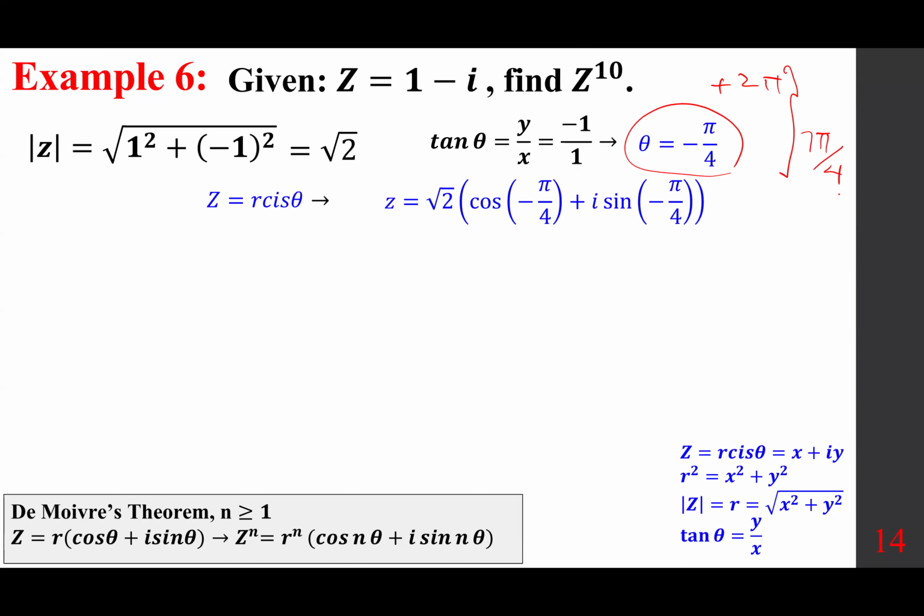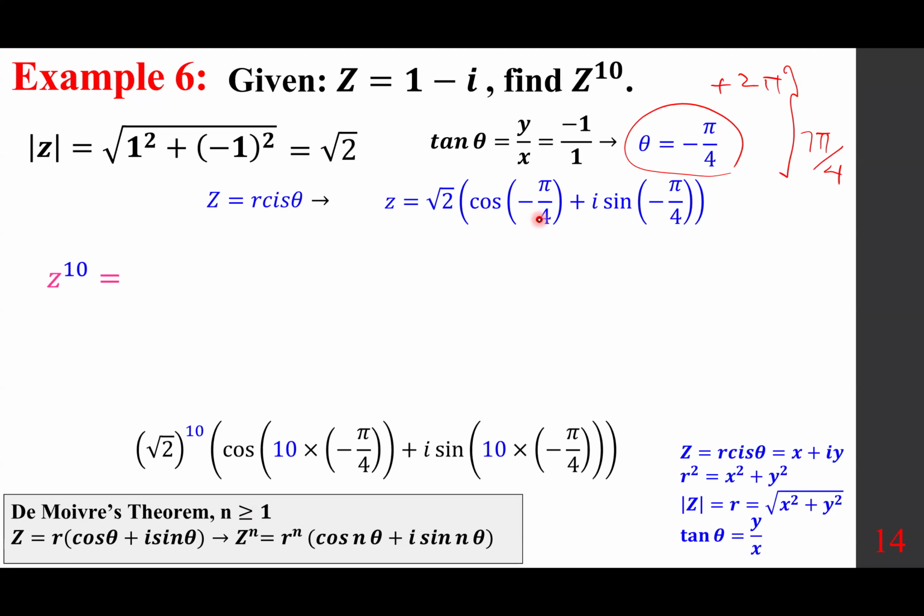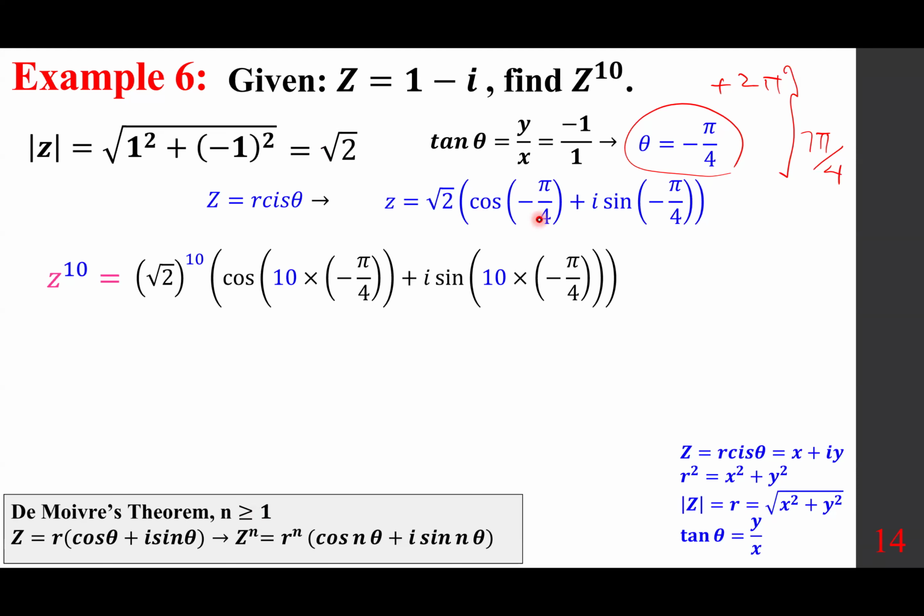So I want to raise this to the power of 10. According to De Moivre's theorem, we are going to raise the modulus to the power of 10, and then we're going to multiply the argument by 10. So we just do that. Of course, when you want to raise square root of 2 to the power of 10, it is the same as 2 to the power of 5. When we multiply these two, 4 becomes 2, 10 becomes 5. So I hope you see that.